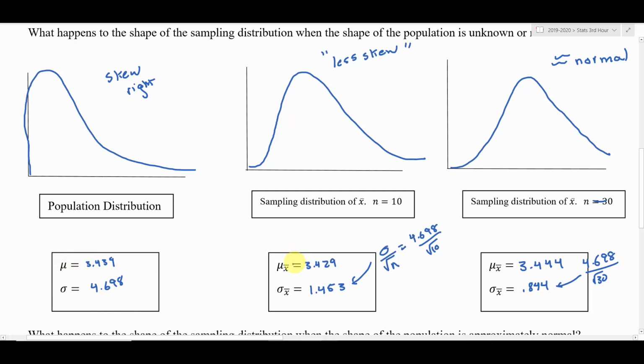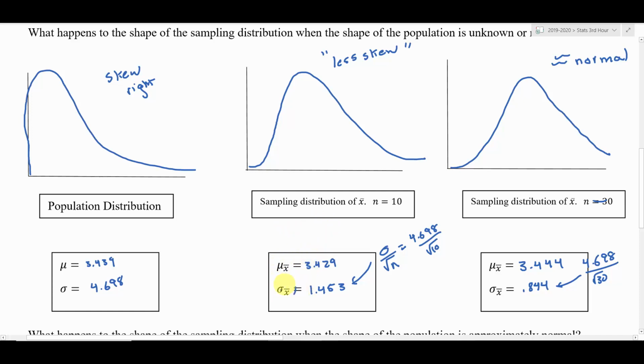mean. Notice that the notation changed, right? When we're talking about the population, it's just mu, this little Greek letter mu. But when we move to the sampling distribution, it's no longer the mean of the population, it's the mean of the means. So that's why you see a mean with a subscript of x bar, because it's the mean of the means of those samples of size 10 that we took.